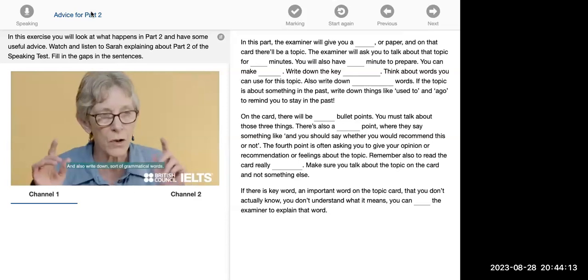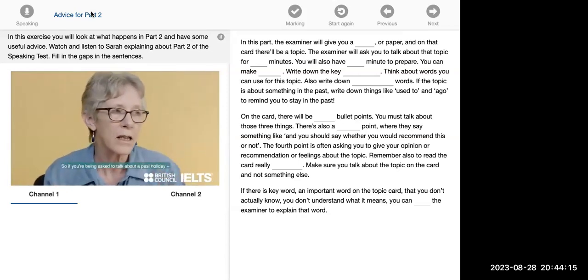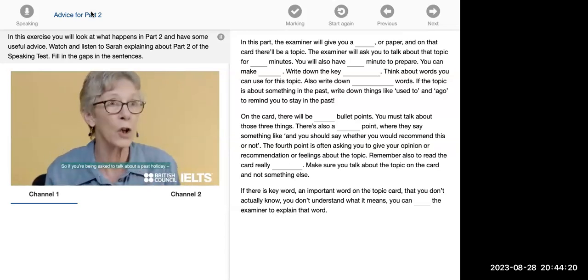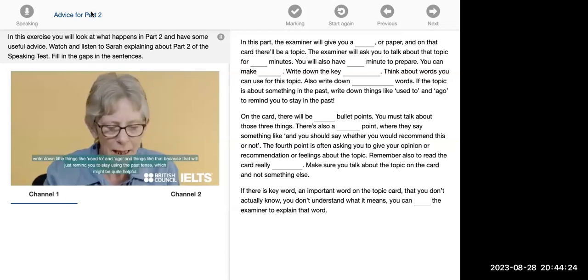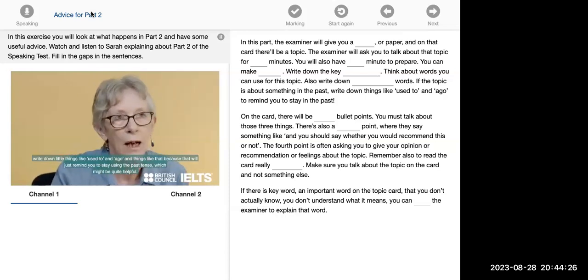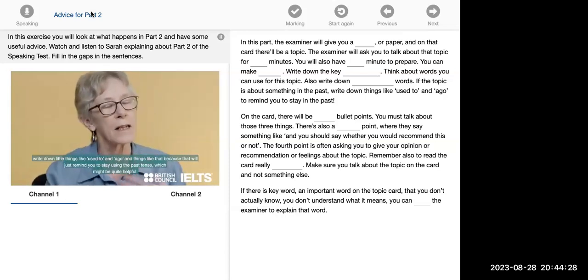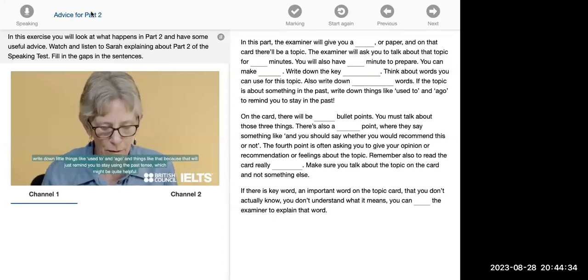And also write down grammatical words. So if you're being asked to talk about a past holiday, a holiday you had when you were a child or something like that, write down little things like used to and ago, because that'll just remind you to stay using the past tense, which might be quite helpful.